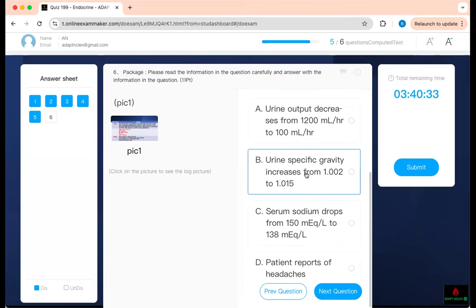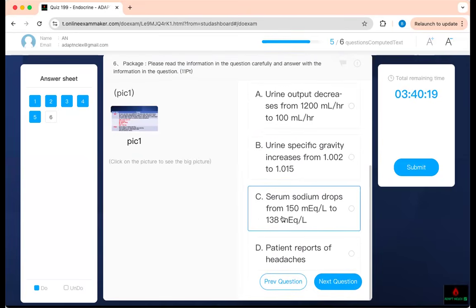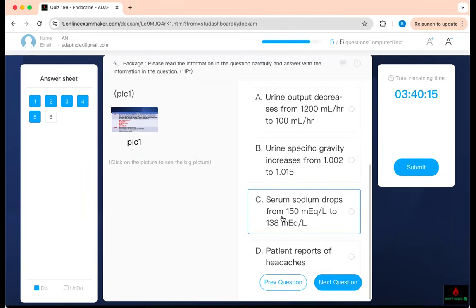Urine specific gravity increases from what? 1200 to what? 1.5, right? What do you think about that? Serum sodium drops from 150 to what? 135. Patient reports headache.